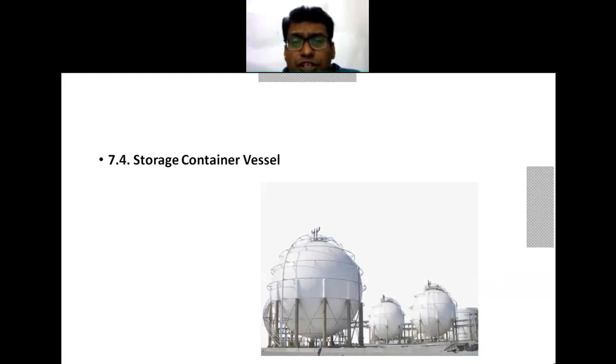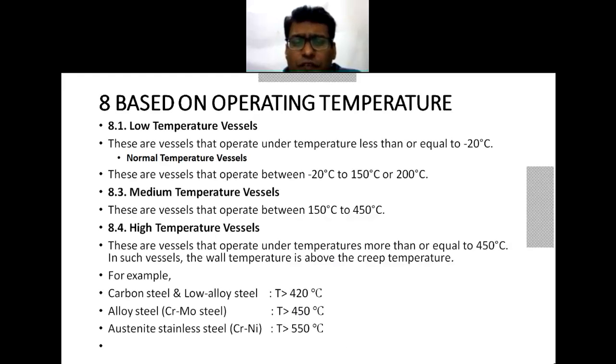Then the storage containers, that is your LPG storage or ammonia storage, then kerosene storage, whatever it may be, the storage. All chemicals can be stored. Now, based on the operating temperature: temperature and pressure are the most important parameters for design purposes. Based on the pressure we calculate the thickness, and based on the temperature and the corrosive nature of the fluid, we select the material of construction.